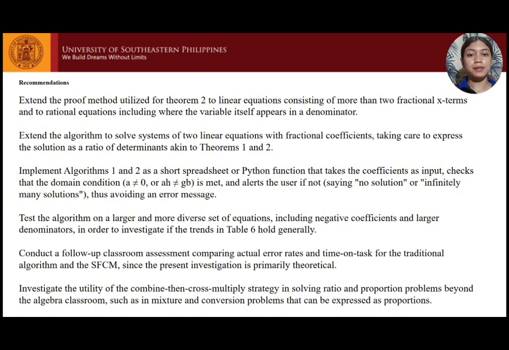Number 5. Run a classroom-based follow-up study. Since this investigation was primarily theoretical, an actual classroom assessment comparing error rate and time on task between the traditional method and SFCM would tell us whether the theoretical advantages translate into a real learning benefit. Number 6. Explore applications beyond the algebra classroom. Finally, the combine-then-cross-multiply strategy at the heart of SFCM might have value in ratio and proportion problems more broadly, mixture problems, conversion problems, and other contexts that can be expressed as proportions.